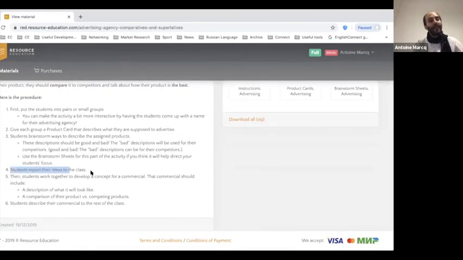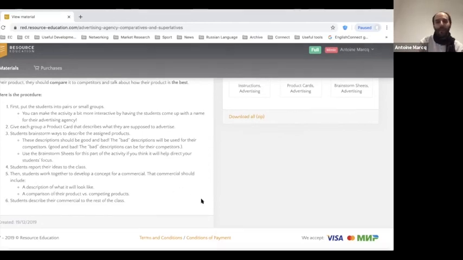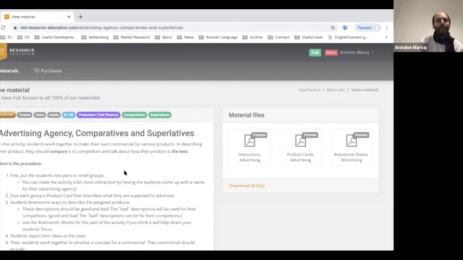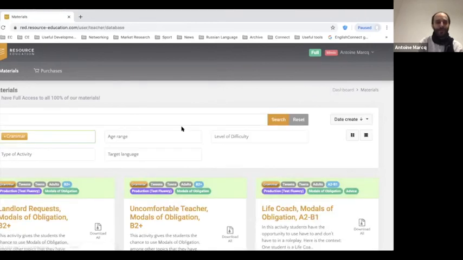Students finally report their ideas to the class. So it can be done in a small presentation style. You can expand that to students actually acting out their little ad. The presentation can go in different ways. It could be a description of what it will look like. It can be reading through the brainstorm sheet. It can be acting out the actual advertisement. It's really loads of fun, and tweens, teens, and adults will all get into it. This is the advertising agency for comparatives and superlatives.